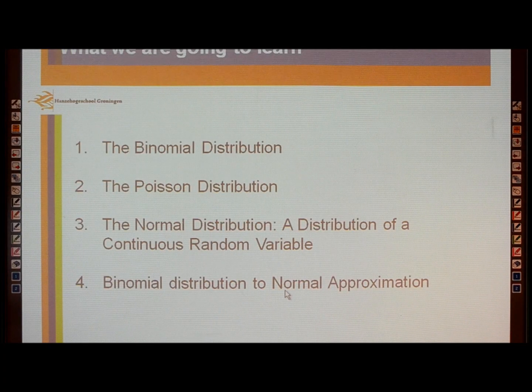We are going to learn what the binomial distribution is, what the Poisson distribution is, and the normal distribution. The normal distribution is a distribution of a continuous random variable. Besides these three distributions, we will also learn how to convert the binomial distribution into a normal approximation. So these are today's learning content.